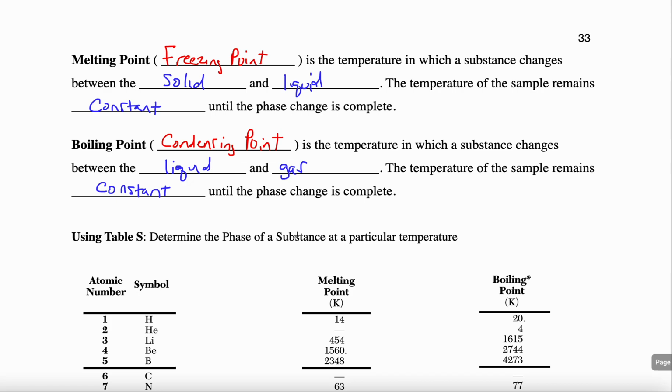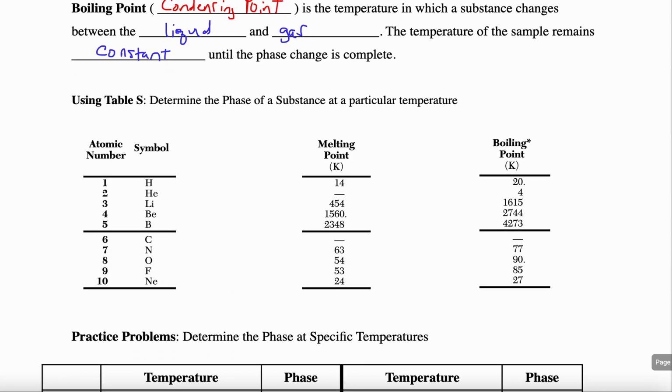Okay, so we need to take a look at Table S, and here in the notebook I have just a small selection of Table S. If you have your reference table, Table S, I would make these notes right in the reference table so that you have them there every time you open it up. But the first thing is the melting point. I would make a note that the melting point is also the freezing point.